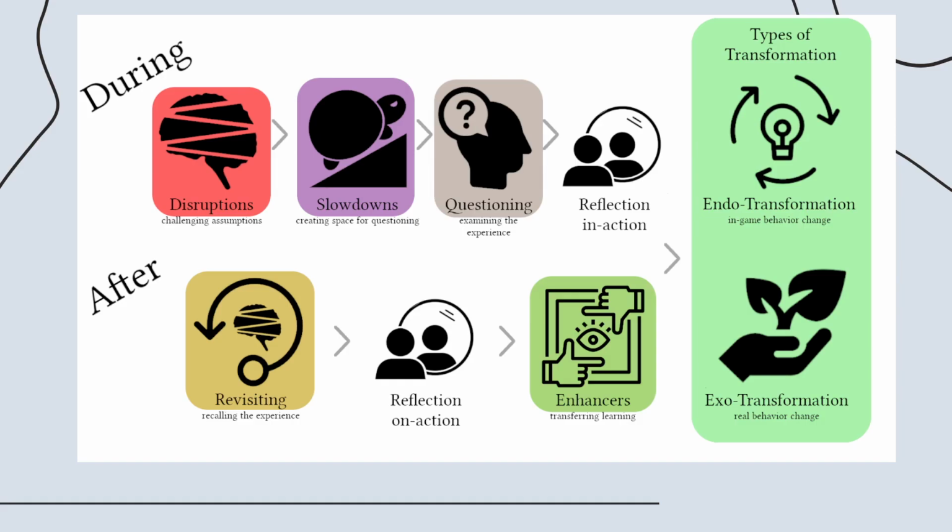So during gameplay, a player might be faced with a disruption, which is an event that primes them to reflect, followed by a slowdown, a slower part of the gameplay in which they can actually do the cognition, do the thinking. There's questioning, which is the questions that a player is asking themselves as they are reflecting. And all of that leads to reflection in action, which is the reflection that's actually done during the action of the gameplay process.